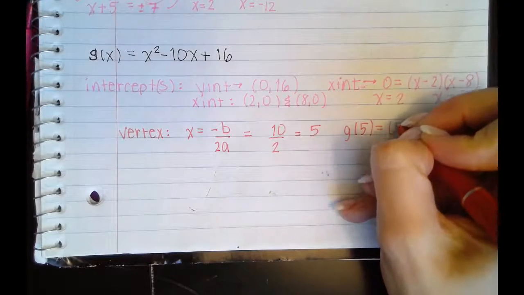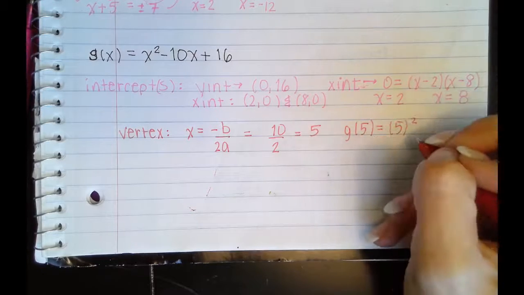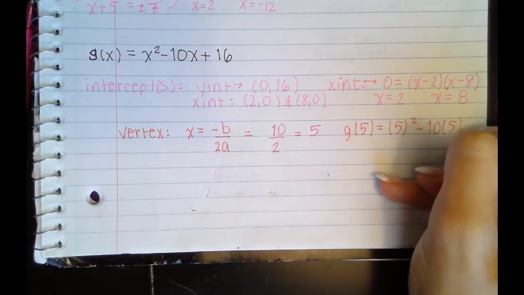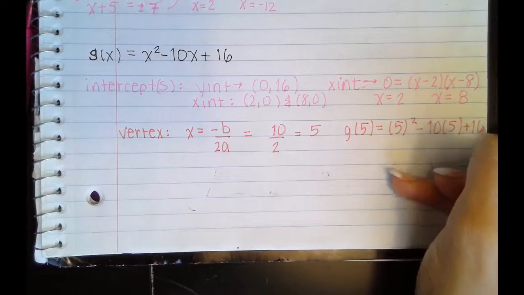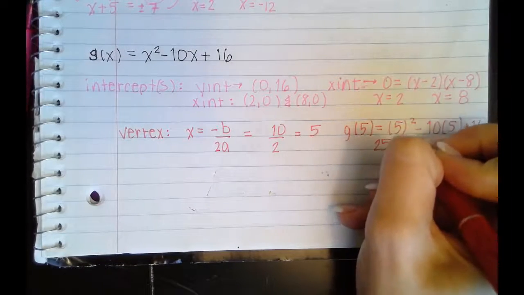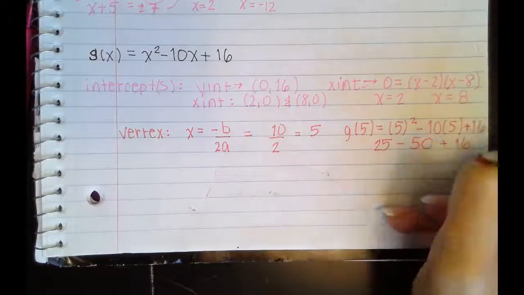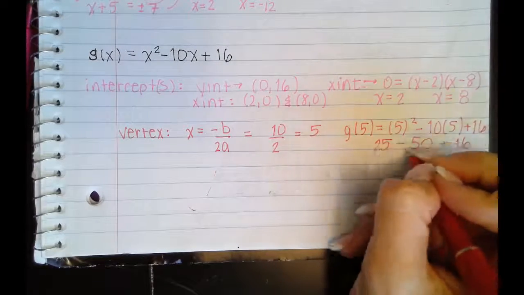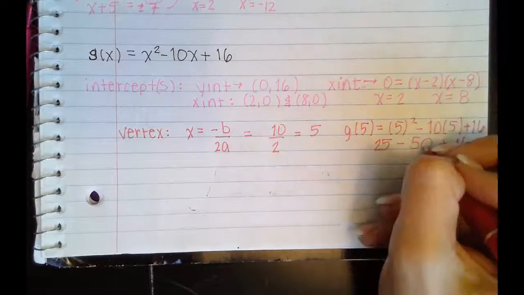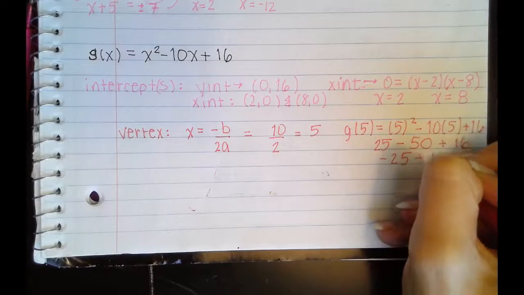That's 25 minus 50. Think about what I said earlier about these two numbers. Whenever we're finding the vertex, the sum or the combination of these two numbers is going to be the opposite of that. And what's 25 minus 50? It's negative 25. And negative 25 plus 16 is negative 9. Now, that was the g of 5, which is my y value of my vertex. So my vertex is (5, -9).